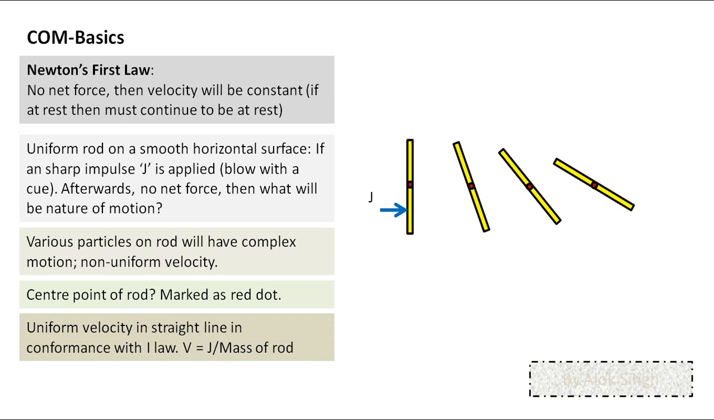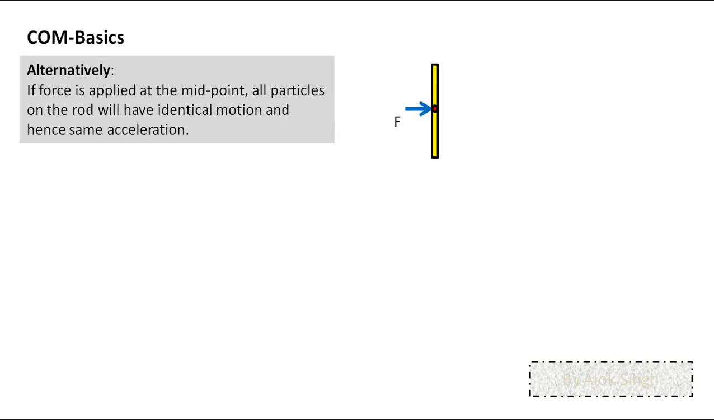So this velocity will be in conformance with the first law, V is equal to impulse by mass of the rod. Another example we take, if again in case of uniform rod, if we just place the rod on a smooth surface and apply the force at the midpoint, in that case, we will find it will have pure translation.